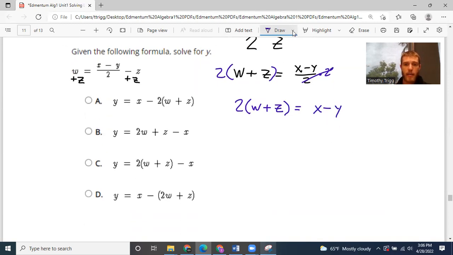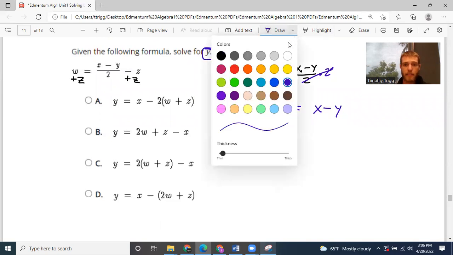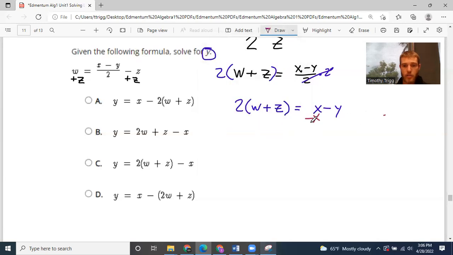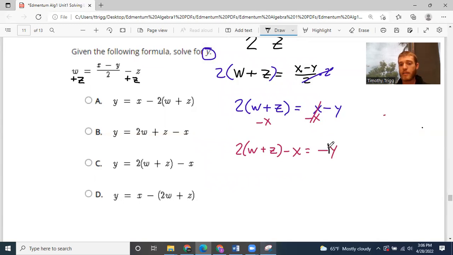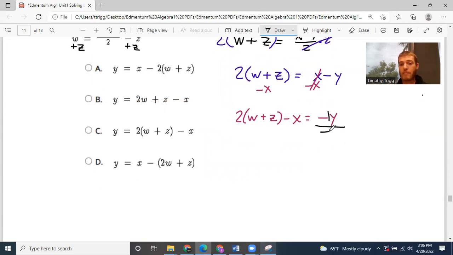Okay. To get y by itself, we're going to go ahead and subtract x, canceling this. This gives you 2 times w plus z minus x equals negative y. Now keep in mind this is a negative y, which means I need to get rid of that negative also. You can think of this as a -1 times y. So to cancel it, you can divide by -1 on both sides of the equation. Well, that gives us y by itself.